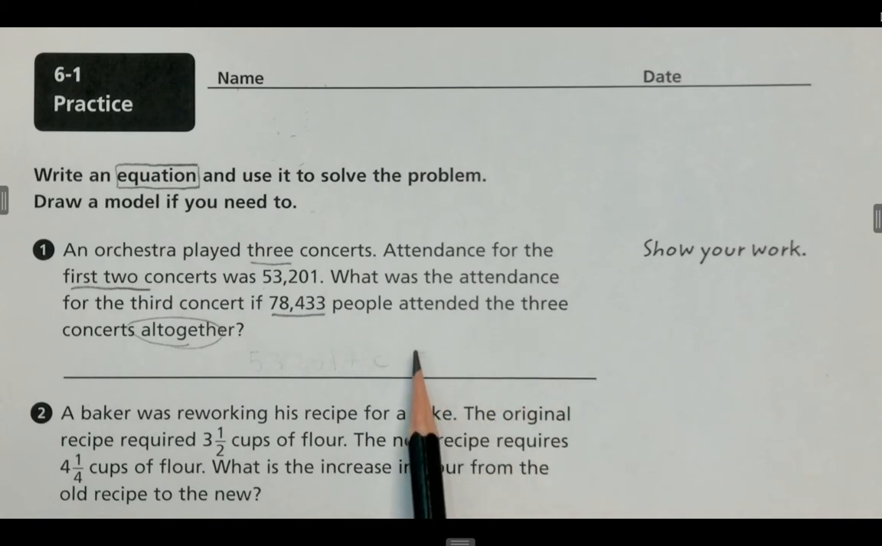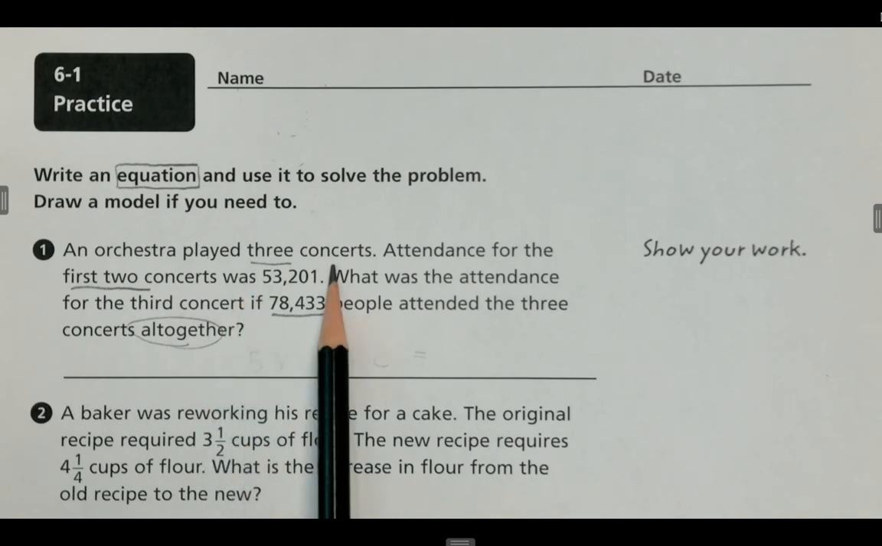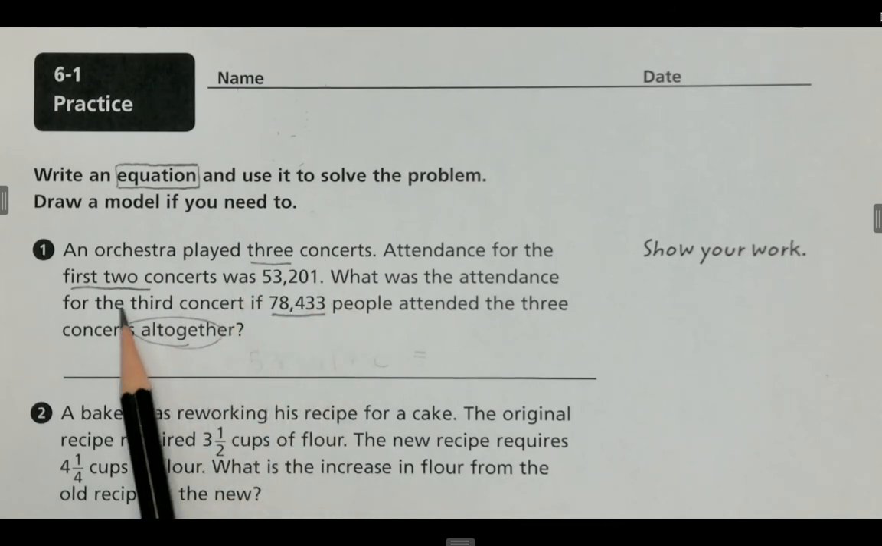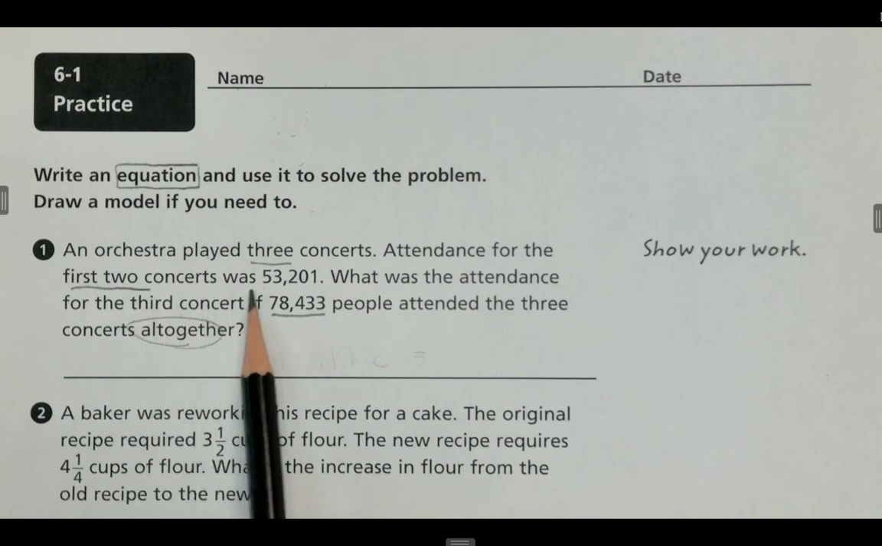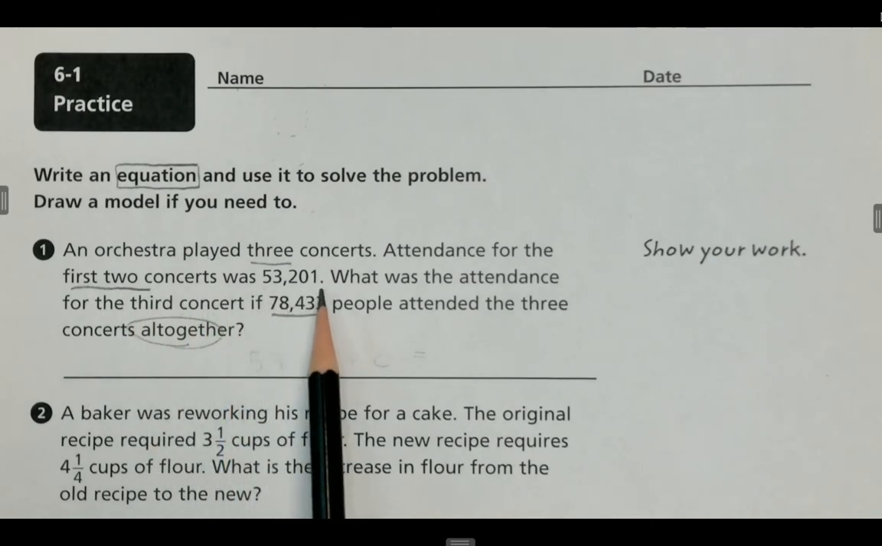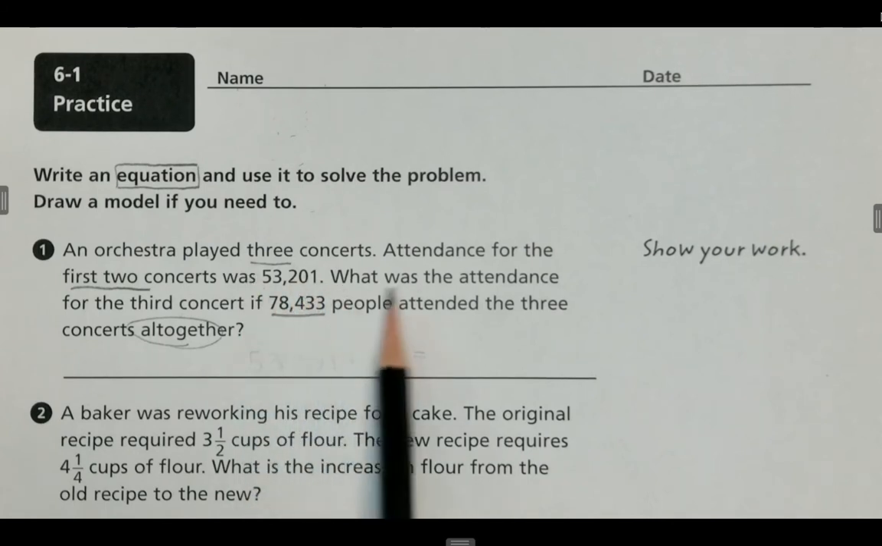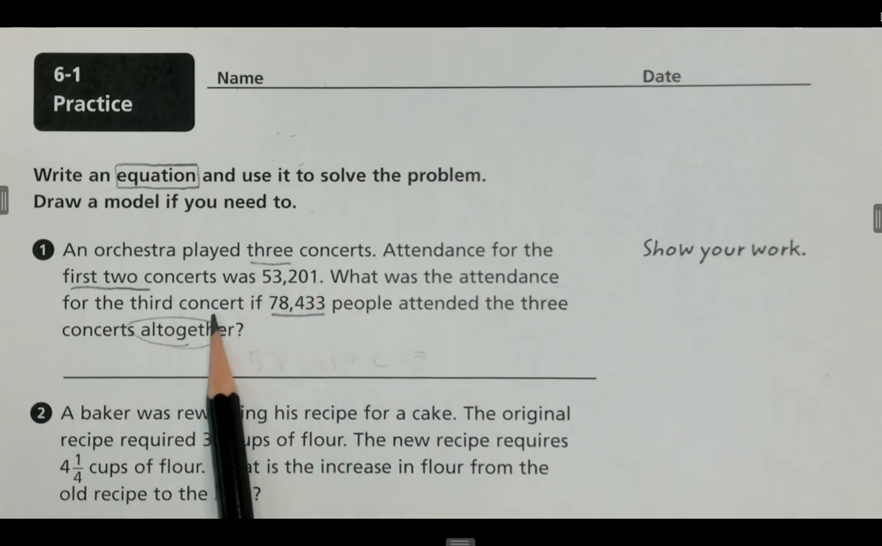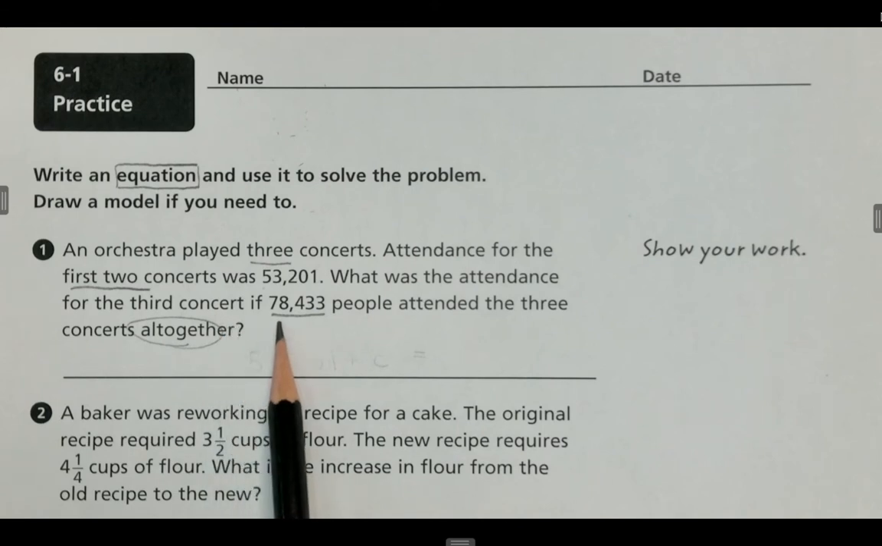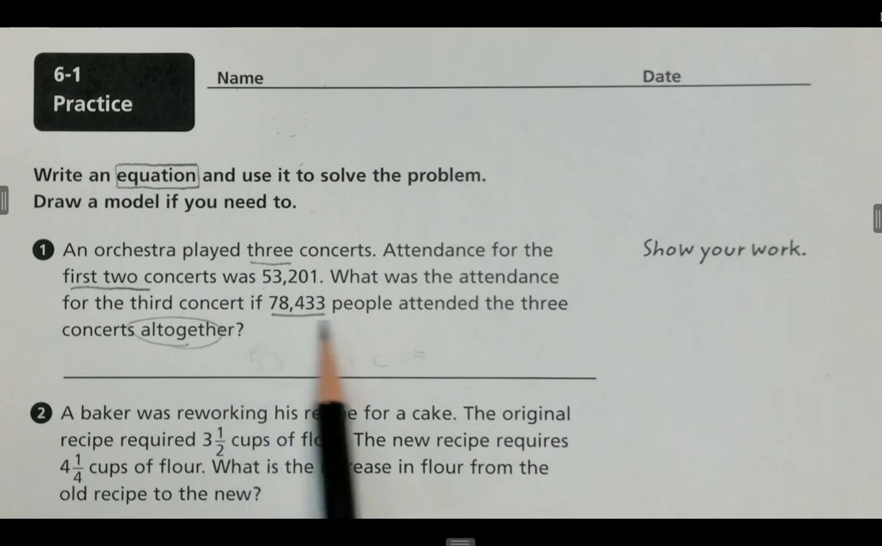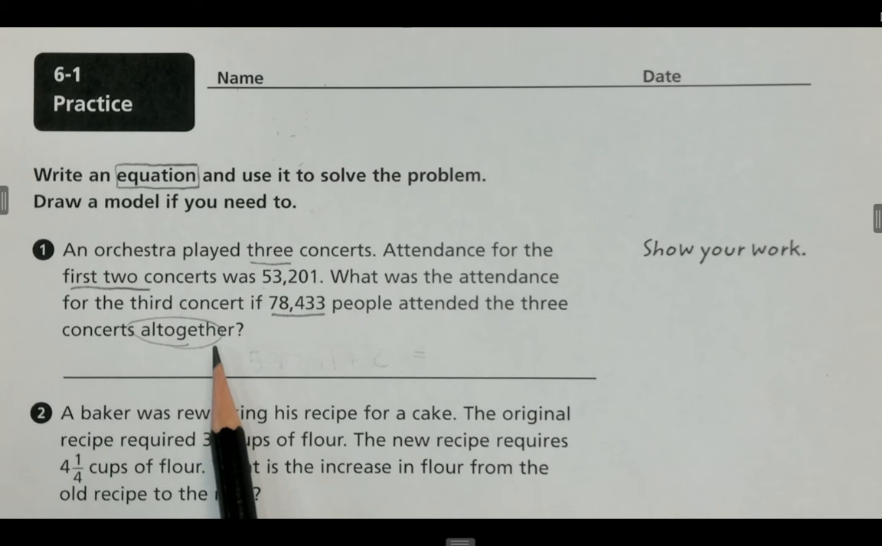Let's take a look at number 1, and you can see I've already marked up some of the clues. An orchestra played 3 concerts. Attendance for the first 2 concerts was 53,201. Let me pause there. That means if you total up the number of people who attended the first 2 concerts, you would get this number. What was the attendance for the 3rd concert if 78,433 people attended the 3 concerts altogether?